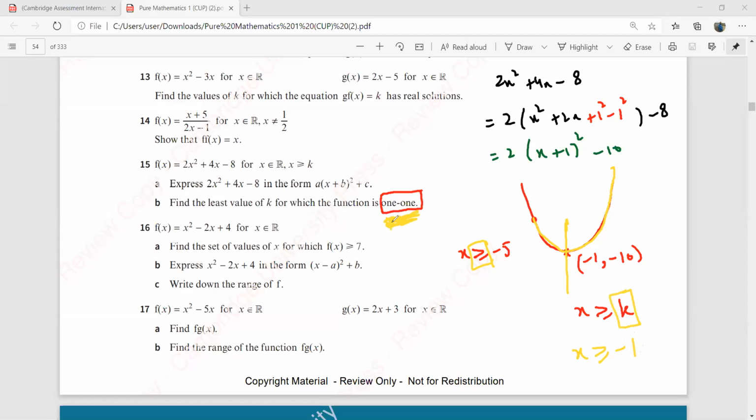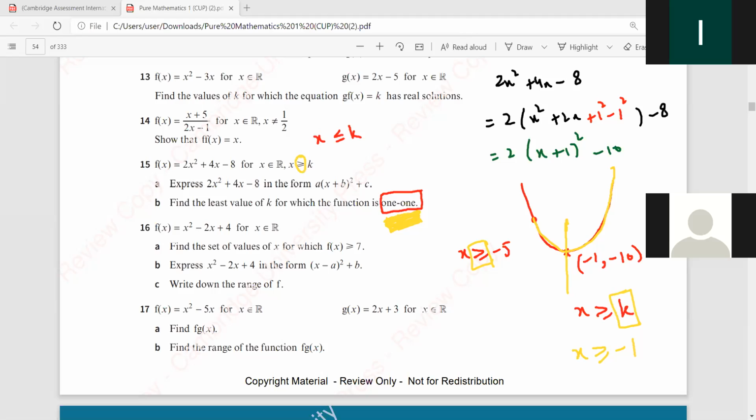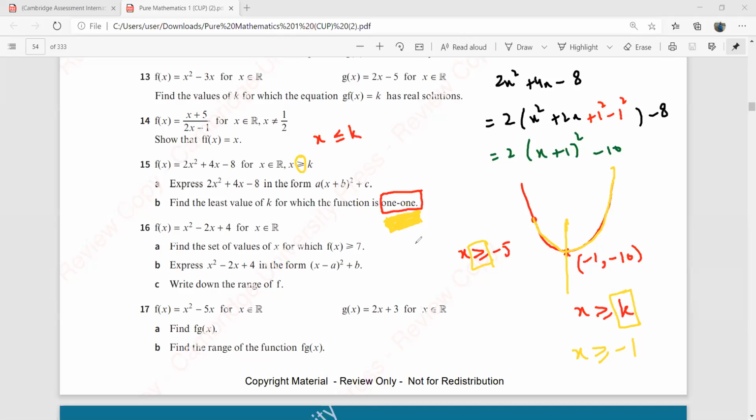Do you get this point or not? Please tell me. Yes, sir. Okay. Now, the same question could also be asked like this. Suppose now this sign is reversed, so you have x is less than or equal to k. And now the question is, find the greatest value of k for which the function is one-to-one. So then you will be considering this part.